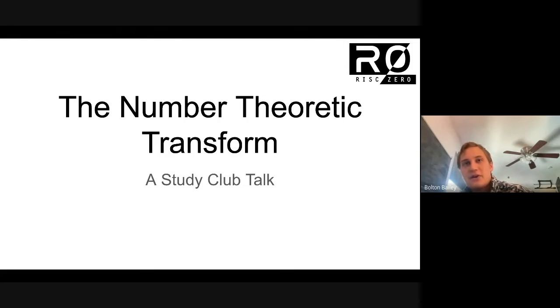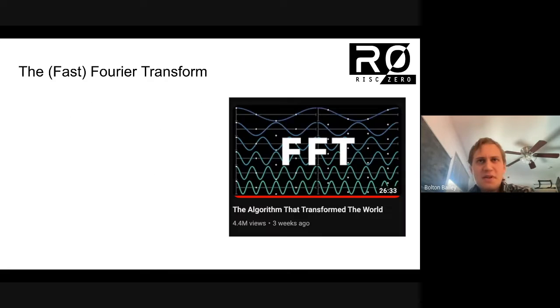The number theoretic transform. It's one of the critical parts of the FRI protocol, which is sort of at the heart of STARKs. So, what is the number theoretic transform?